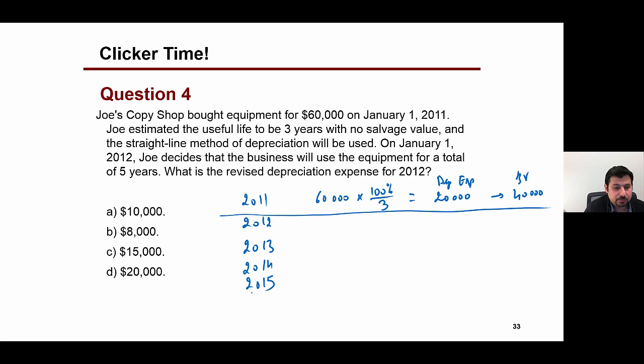It would be 2014 and 2015. As a result, the new book value becomes the new depreciable cost of 40,000. Once again, it's because we have no salvage value. Now it's 40,000 multiplied by 100% over 4, because now it's still going to be used for 4 years. As a result, it will be 10,000. And again, it will be 10,000, 10,000, and 10,000. So the answer here for the depreciation expense for 2012 will be 10,000.